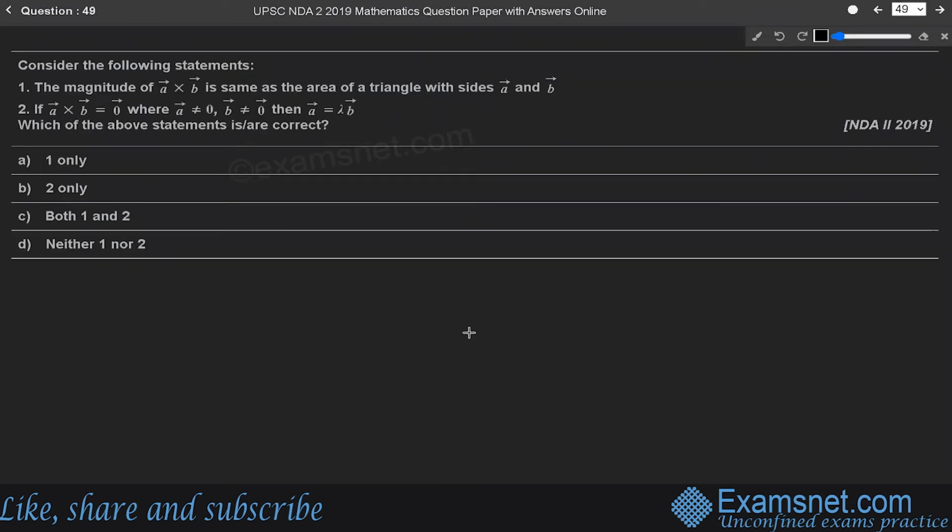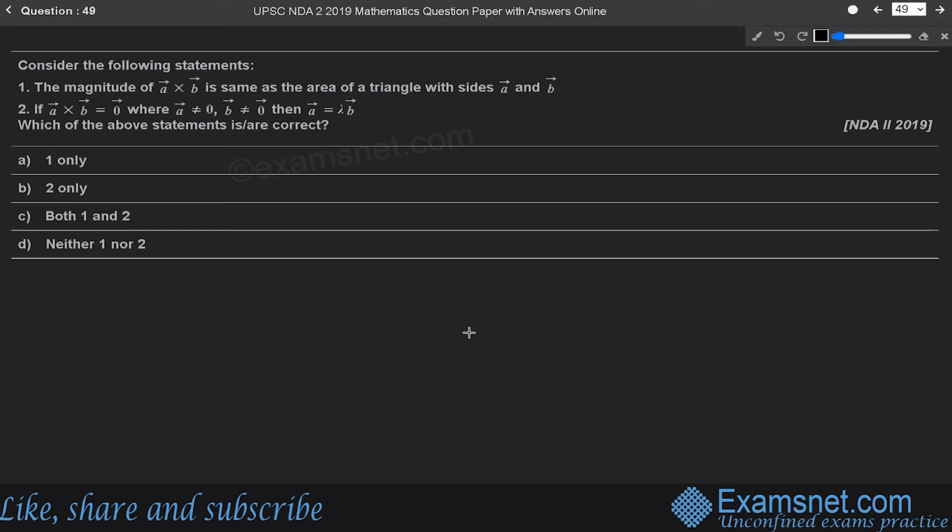Next question is, consider the following statements. Statement 1 is magnitude of A vector cross product B vector is same as the area of the triangle with sides A vector and B vector. Second statement is, if A vector cross product B vector is equal to 0, where A vector and B vector are not equal to 0, then A vector is equal to lambda into B vector.